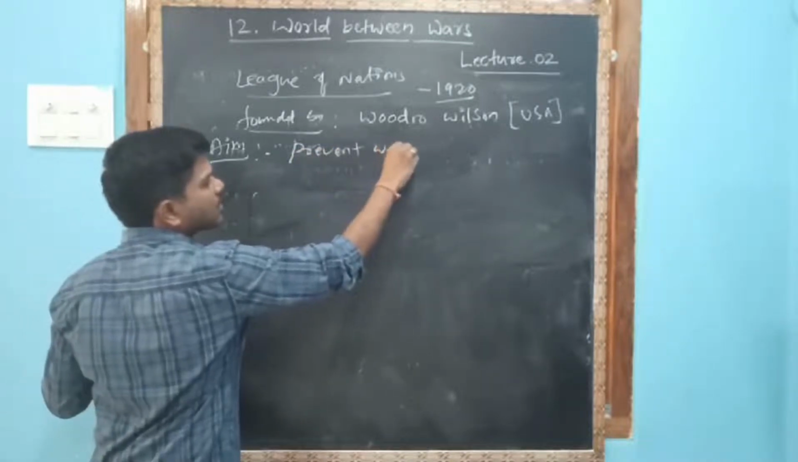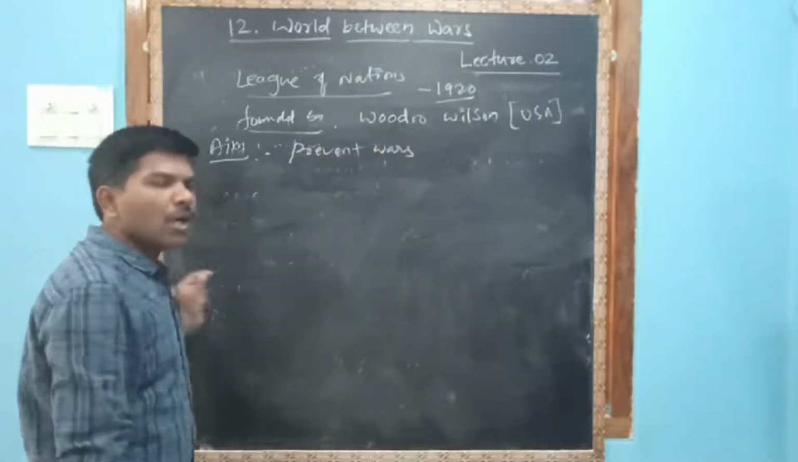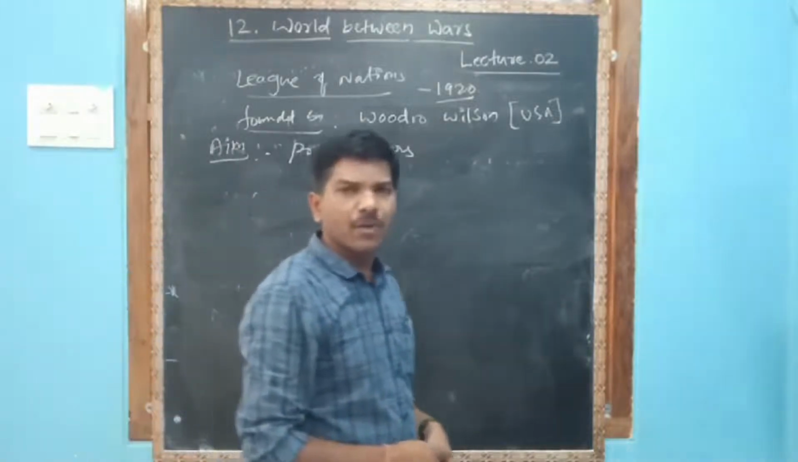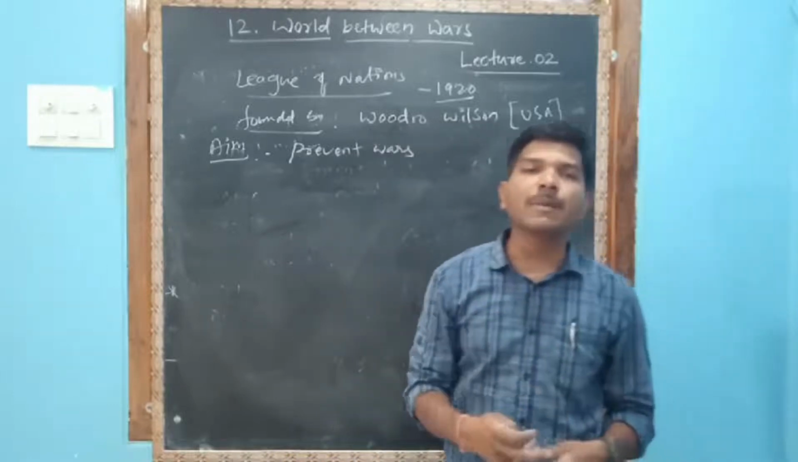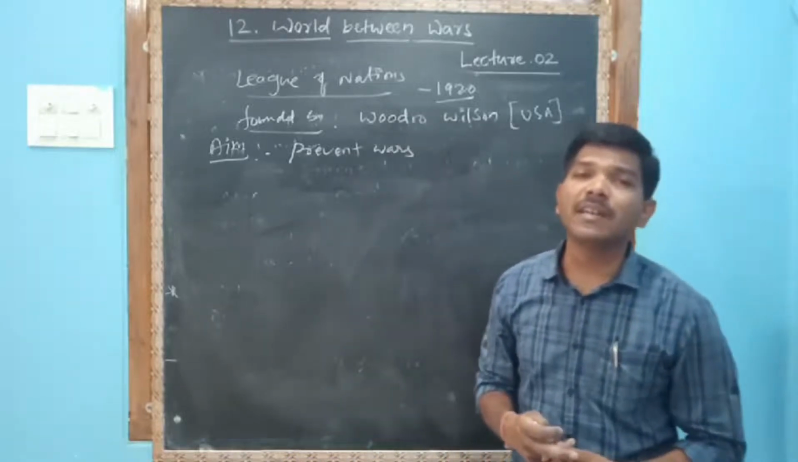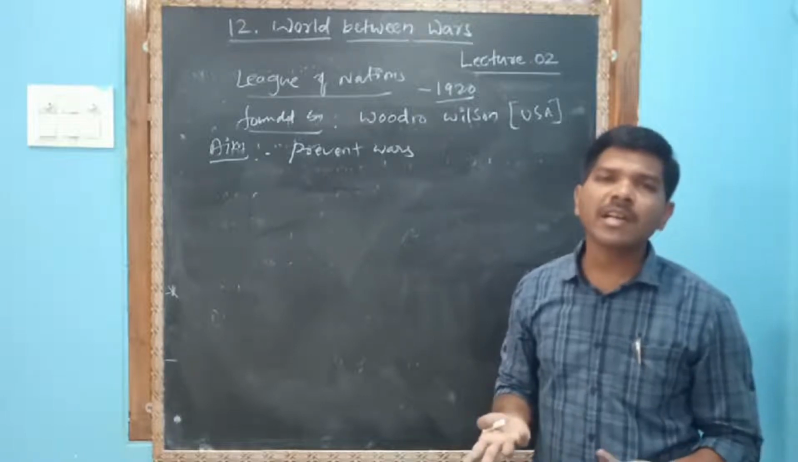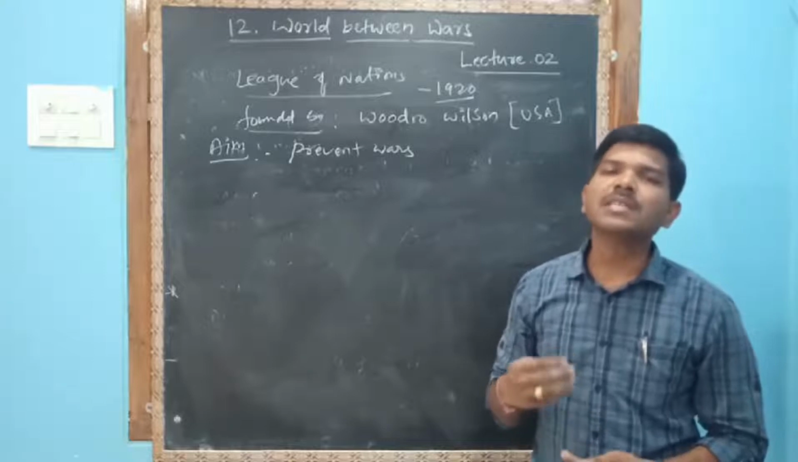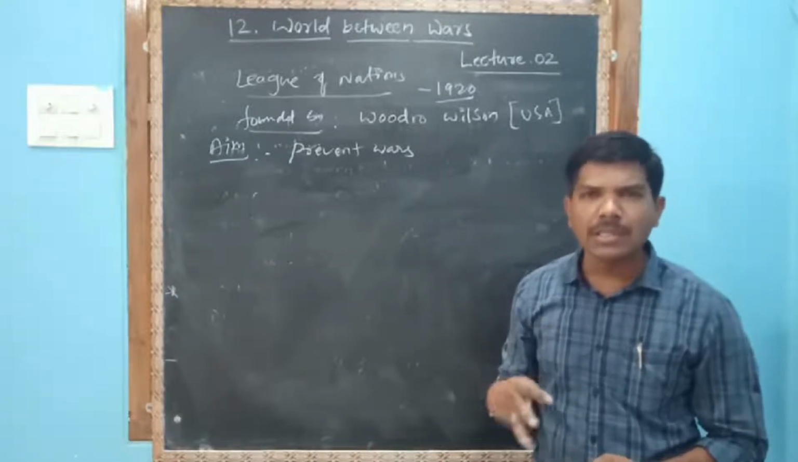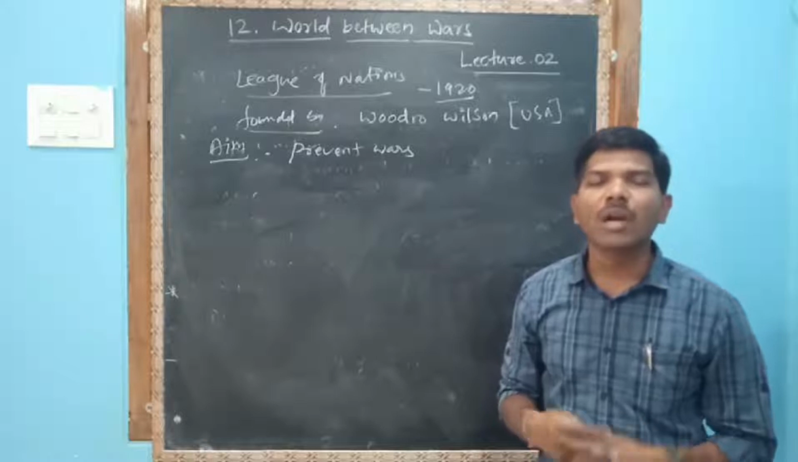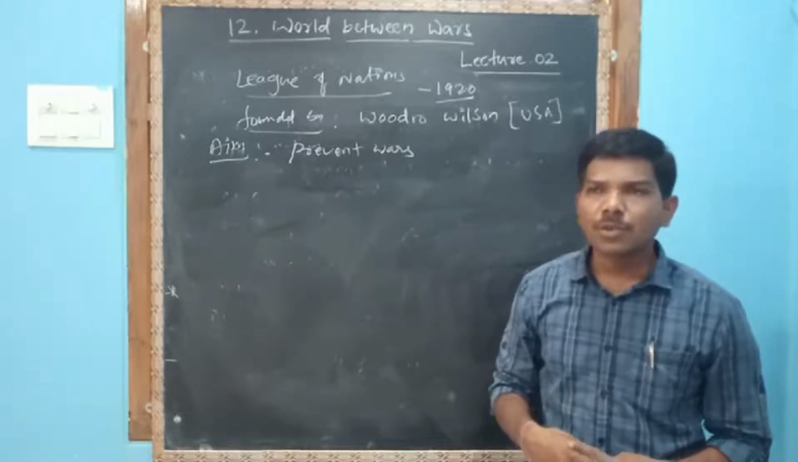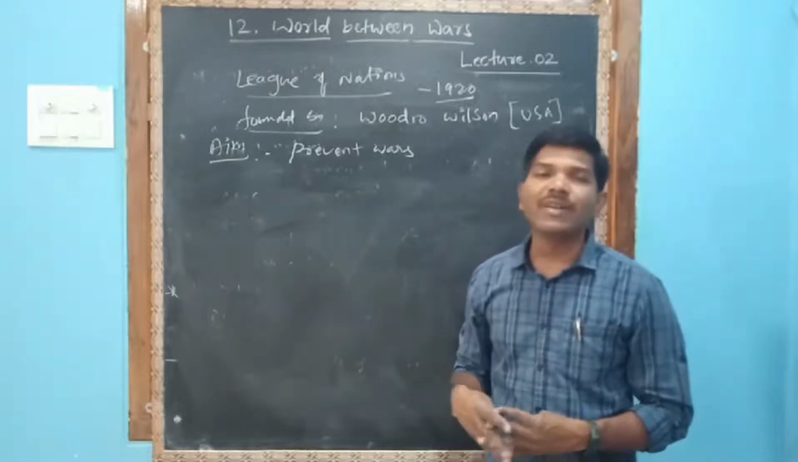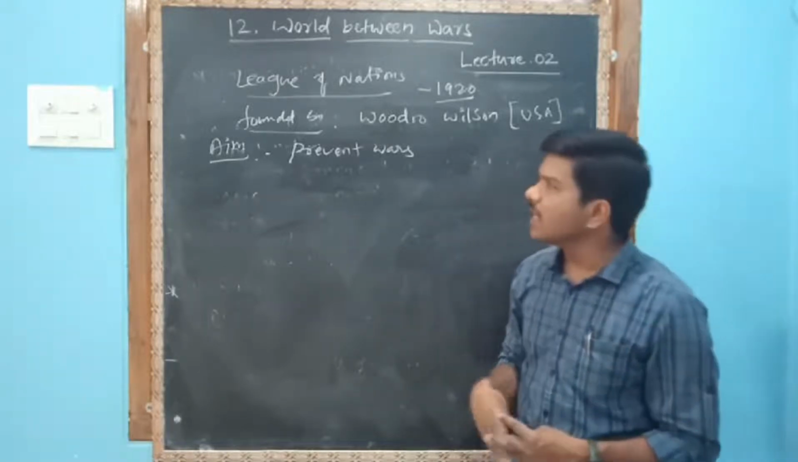Prevent wars. Because due to World War I, 10 million people died, and 75,000 Indians also died. India was not in the World War, but 75,000 Indians died because the Britishers sent our soldiers. Our soldiers worked in the British army, so Indians were sent to other countries to participate in World War I. Hence 75,000 Indians also died in World War I.